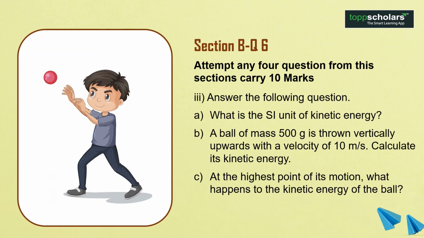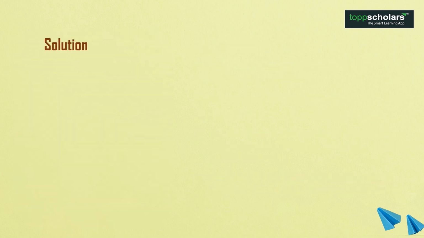Let's have a look at the new question now. It says, answer the following question. What is the SI unit of kinetic energy? Second, a ball of mass 500 gram is thrown vertically upward with a velocity of 10 meter per second. Calculate its kinetic energy. Third, at the highest point of its motion, what happens to the kinetic energy of the ball? This question is asked for 4 marks.